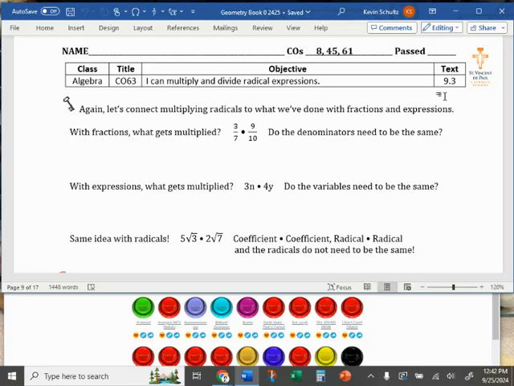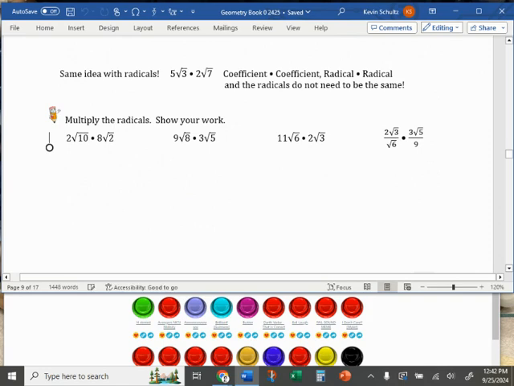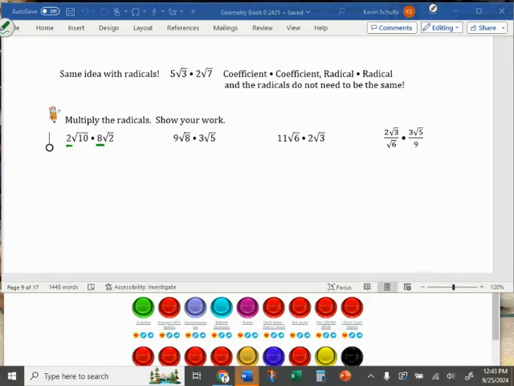Multiplying and dividing radical expressions. We introduced this yesterday, comparing multiplying radical expressions to fractions and variable expressions. We did the first few together, and the pattern was that the coefficients are multiplied together, just like the numerators of fractions, or the coefficients of variable expressions. 2 times 8 would give us 16. And then the roots are multiplied together as well. They don't have to be the same, which is the beauty of it.